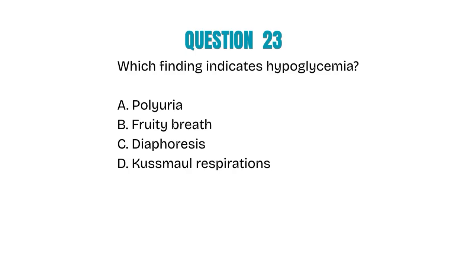Question 23. Which finding indicates hypoglycemia? A. Polyuria. B. Fruity breath. C. Diaphoresis. D. Kussmaul respirations.